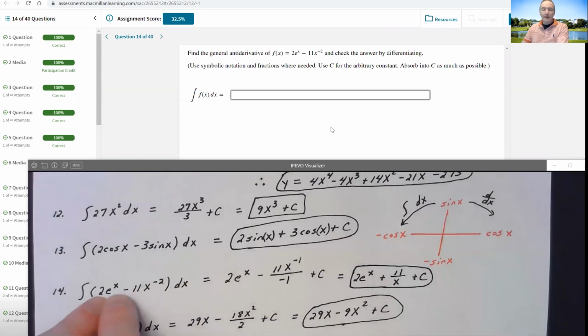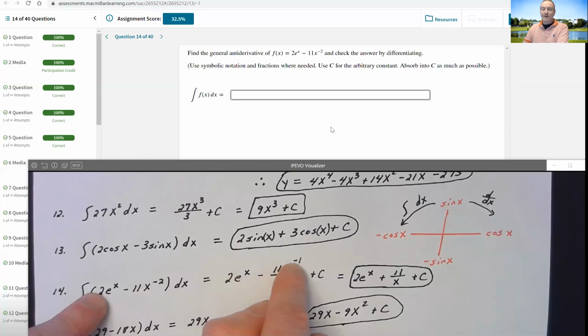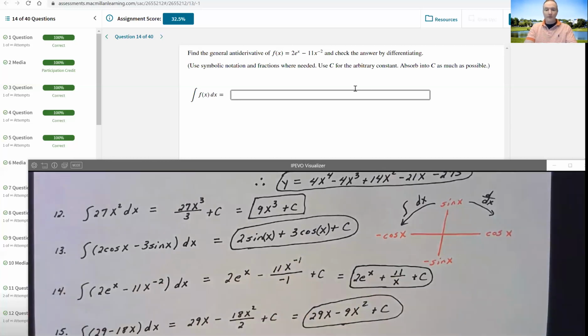For 14 here, it's given me an exponential function and a negative exponent term, no big deal. If I'm integrating that, I know that the integral of any exponential function is that exponential, technically divided by the derivative of its exponent. That's just a 1 in this case. The x to the negative 2, when I add 1 to that exponent, becomes x to the negative 1. So I say minus 11x to the negative 1 divided by that new exponent of negative 1. That's going to make this be a plus 11. And then that x to the negative 1 goes to the denominator and becomes plus 11 over x, plus the constant of integration. So we can just say this should be 2e raised to the x power.